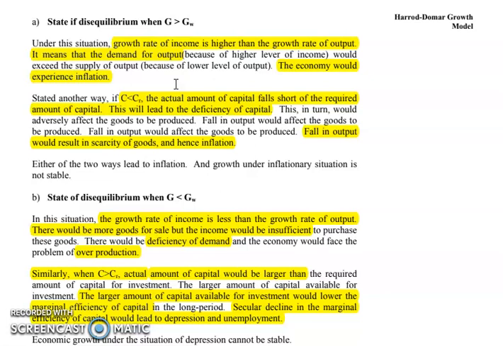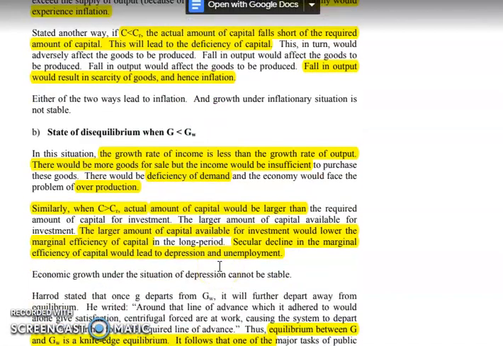The second disequilibrium state is that G is less than GW. In this situation, the growth rate of income is less than the growth rate of output. There would be more goods for sale, but the income would be insufficient. That means a deficiency of demand. The economy faces the problem of overproduction in the second disequilibrium condition.